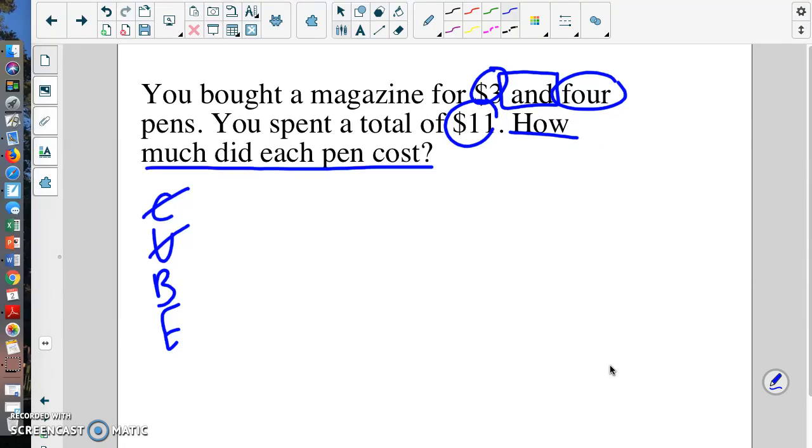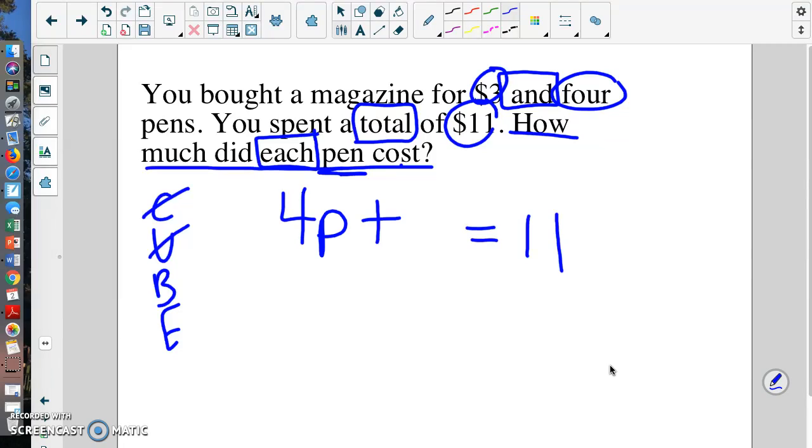So the and means to add, and then you spent a total of $11. We know that's going to equal 11, and we're going to be adding in here. So how much did each pen cost? If you notice, each is used a lot, and it really is. So make sure you know that means to multiply whatever I'm missing, which I don't know how much each pen costs, but I know I bought 4 pens. So that's 4 pens plus the $3.